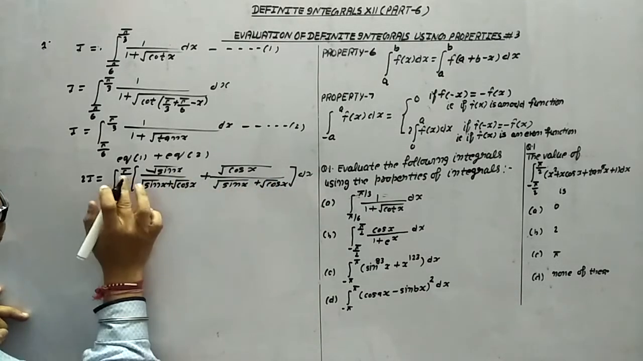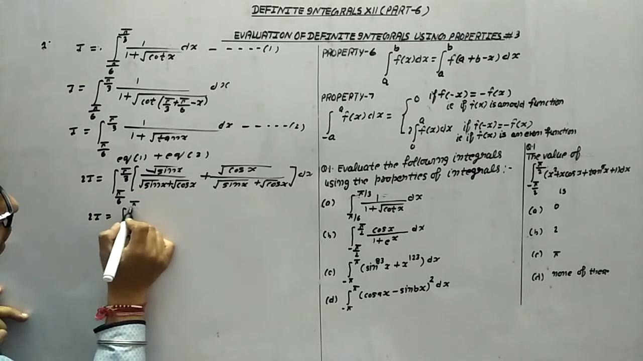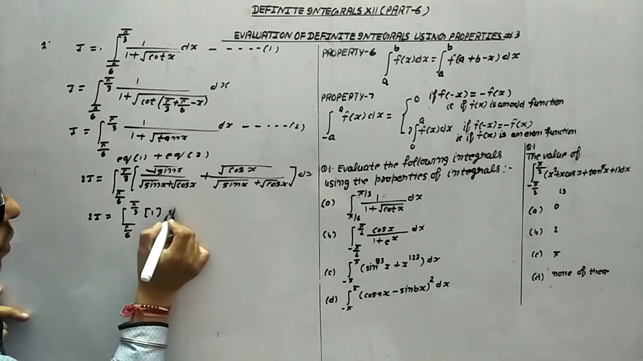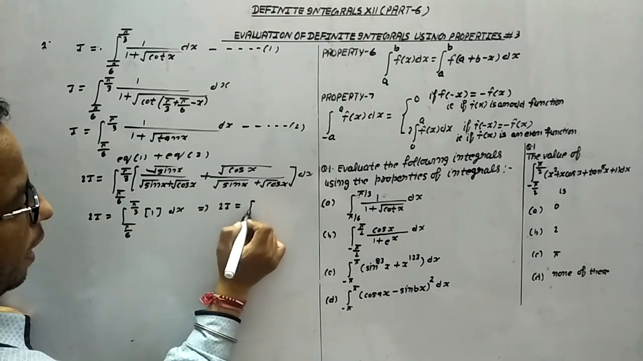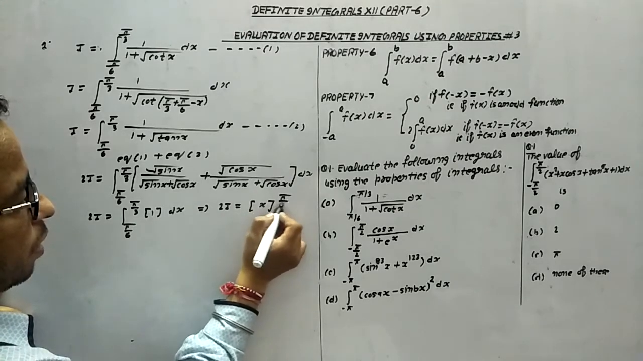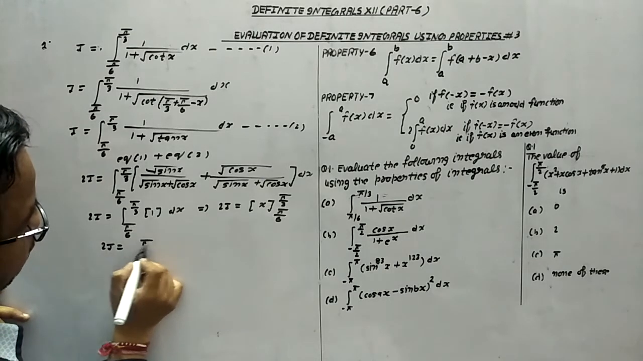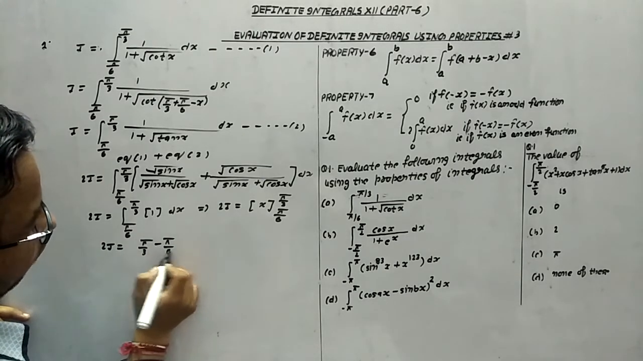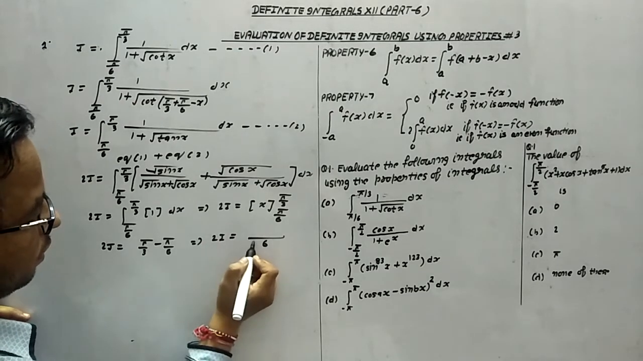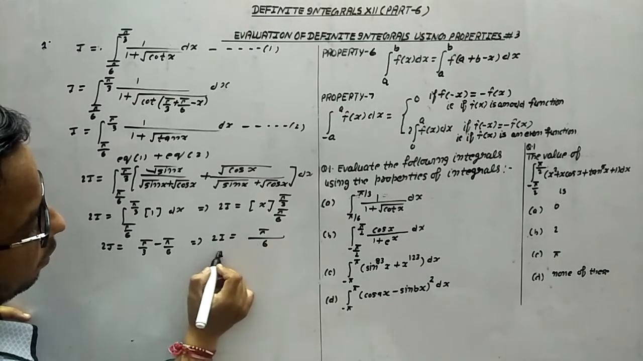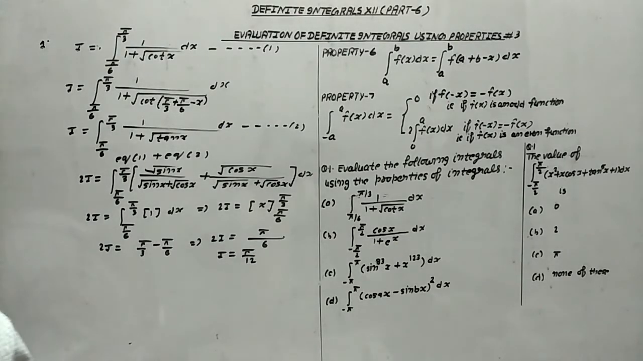It means 2I is equal to integration pi by 6 to pi by 3 of 1 dx. Now what is the integration of 1? x only. It means 2I is equal to x from pi by 6 to pi by 3. Now 2I is equal to pi by 3 minus pi by 6. After taking the LCM, which is 6, this is pi by 6. It implies that I is equal to pi by 12, and this is the answer.